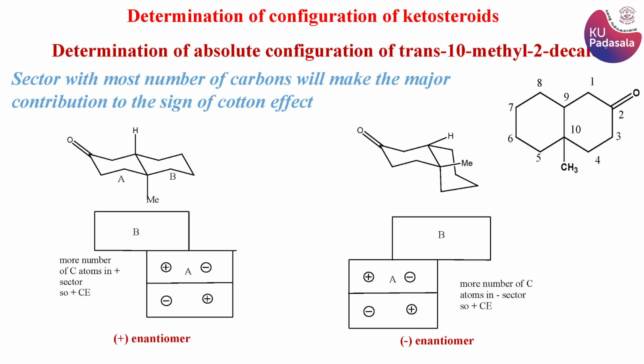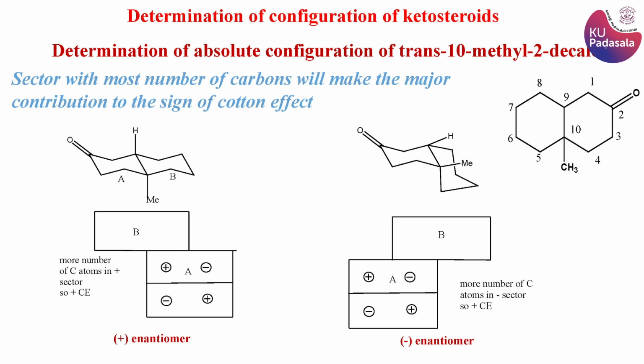Whereas, if we draw the other one, that is instead of trans, if you have the cis 10-methyl 2-decalone compound, this is the cis fusion. Now, the B ring is coming in the negative quadrant. When it comes to the negative quadrant, it will show a negative Cotton effect. So, it is a minus enantiomer. So, like this we can differentiate between the cis and trans forms using CD.